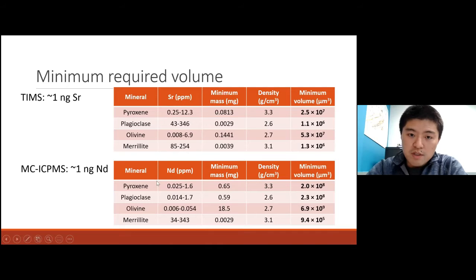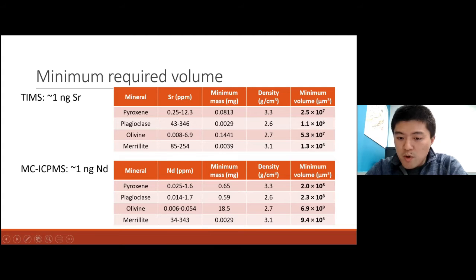And the first column here lists the literature value of these concentrations in shergottites. And we take the upper limit, because we want a minimum estimate of the required volume, and arrive at the minimum required sample mass. And then we use the density of each mineral to convert that into the minimum sample volume needed for each mineral. So what I want you to focus on are these numbers here at the end.